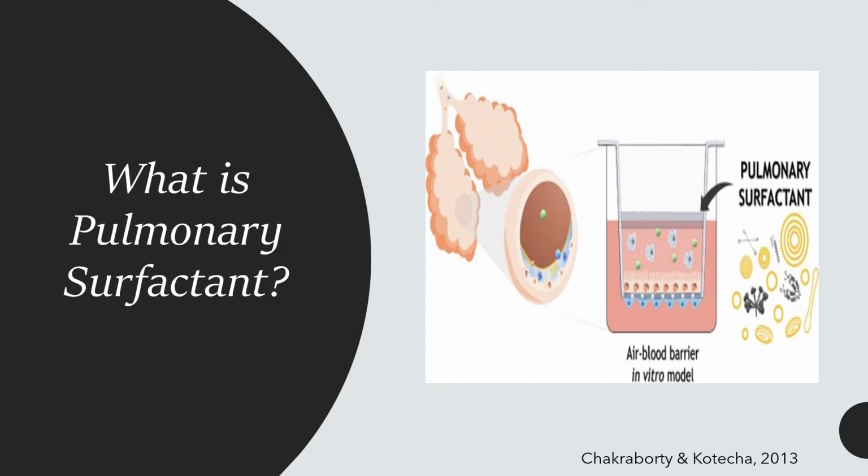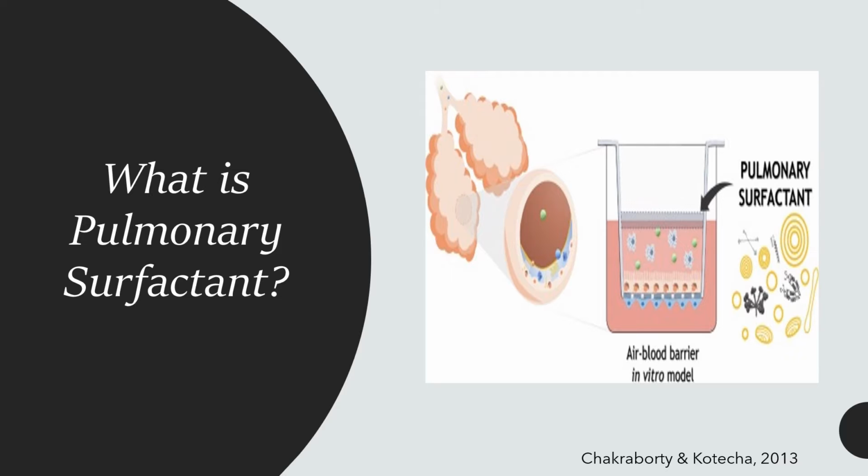Let's begin by answering the question, what is pulmonary surfactant? Pulmonary surfactant is a combination of lipids, proteins, and carbohydrates that are found in the fluid lining the alveolar surface of the lungs. This combination works together in order to decrease the surface tension between the air and liquid of the alveoli. This is due to its amphiphilic complex containing both hydrophobic and hydrophilic groups.